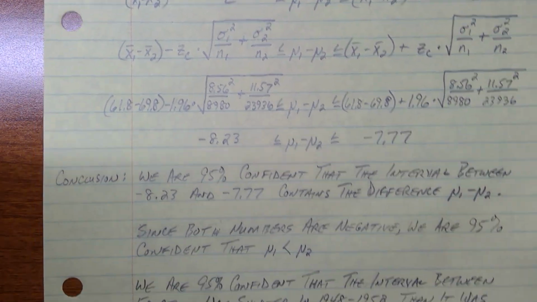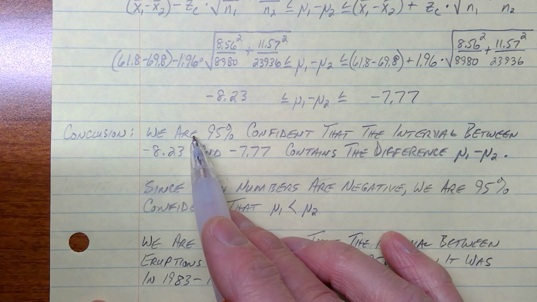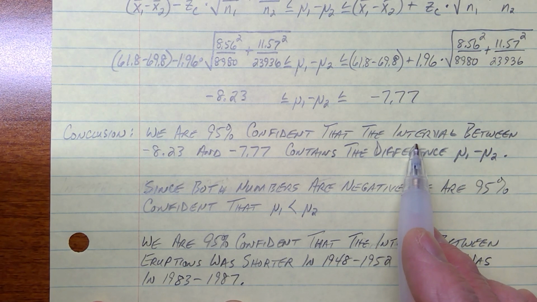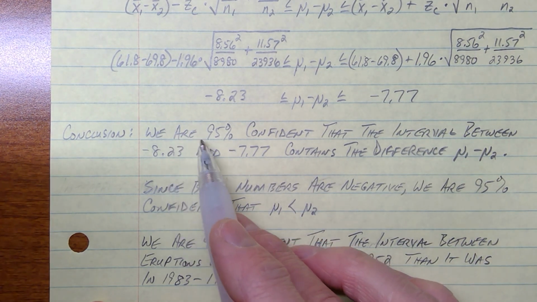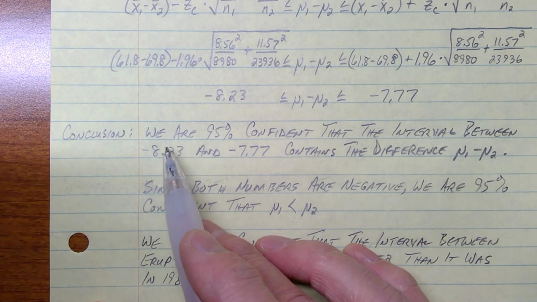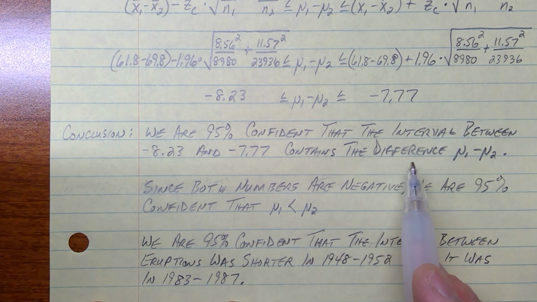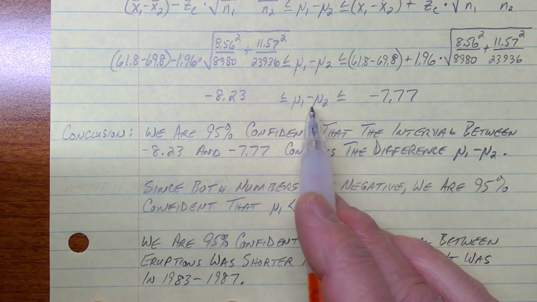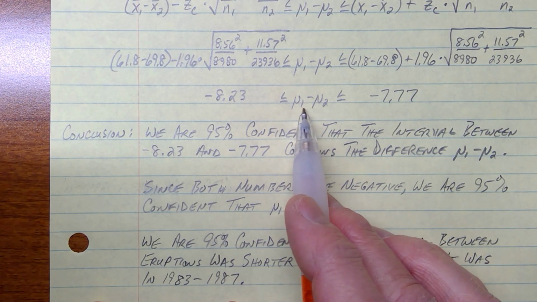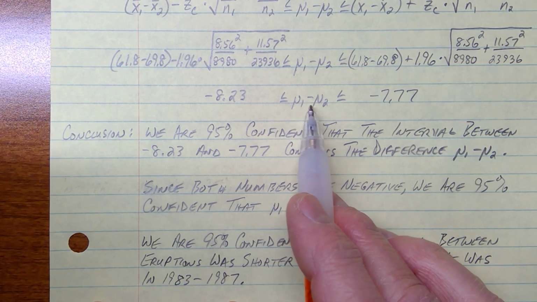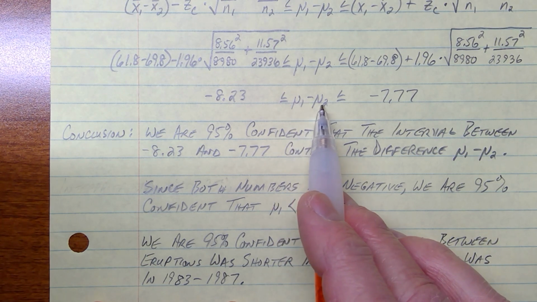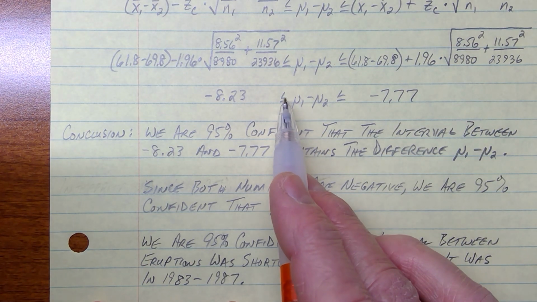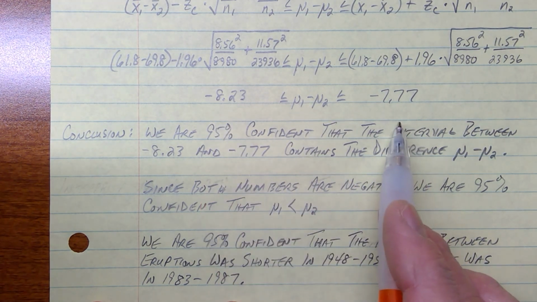Now, what does that mean? Let's interpret that. So our conclusion is we're 95% confident that the interval, let's stop there. You see confidence interval right there? That's where we get the name. We are 95% confident that the interval between these two numbers contains the actual difference, the actual population difference. We are guessing, all right? Nobody knows what the true difference is between these two intervals, between these two measurements. But we're going to guess at it using our samples. We think that this is between these two numbers.